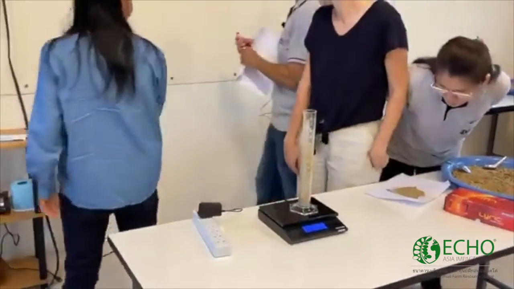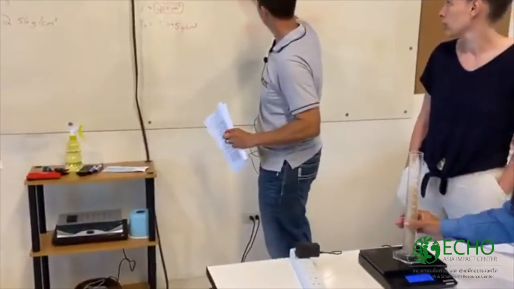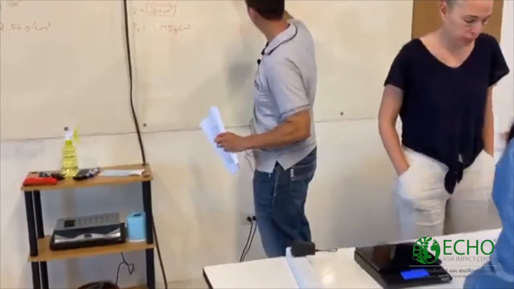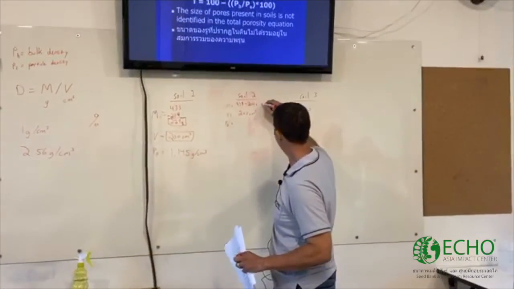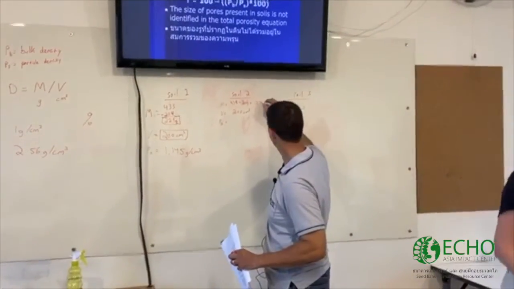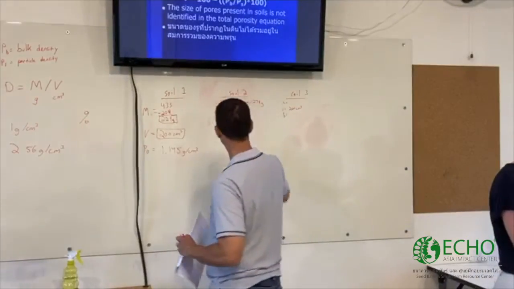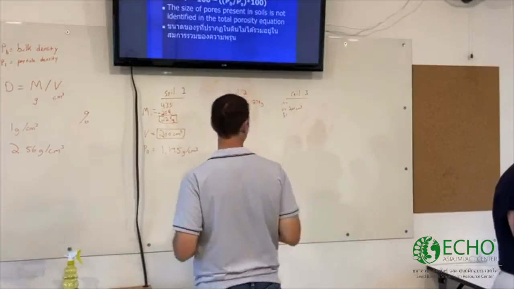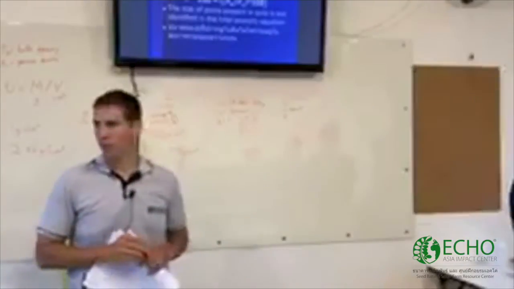Okay, what do we have? 478, and we know that the cylinder is 204, which is going to give us 274 grams. So what do we have? Somebody calculate what's our bulk density.